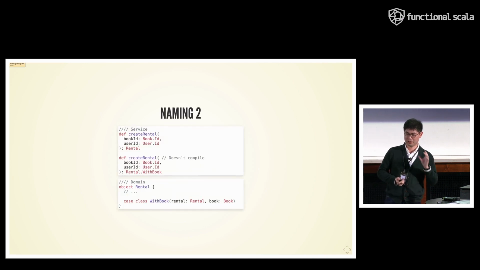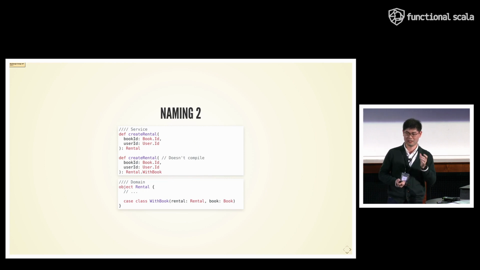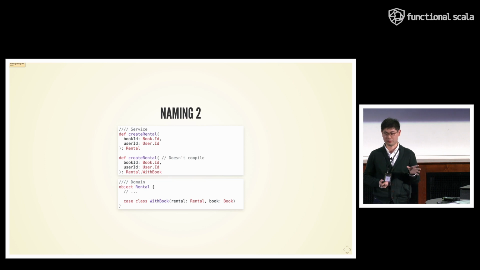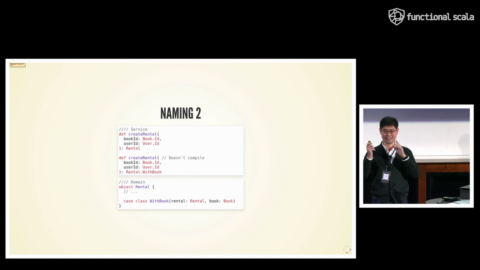So here, the first one is the same thing that I just showed you, but the second one is slightly different. It has the same behavior, but returns rental.webbook. And what is rental.webbook? It's just a tuple of rental and book, so it also returns the book. And now this doesn't compile anymore because Scala doesn't let you overload methods that have the same name and the same parameters, but only differ in the return types. So it's impossible.